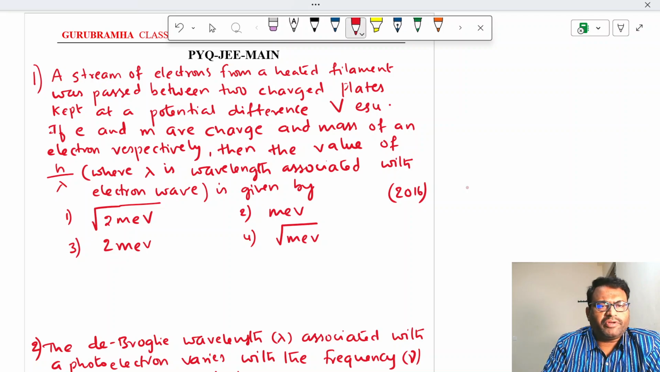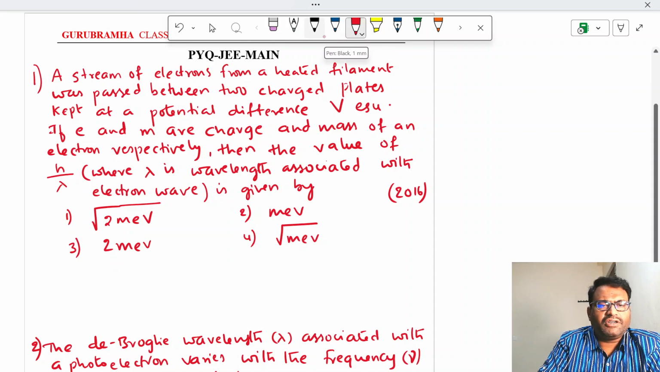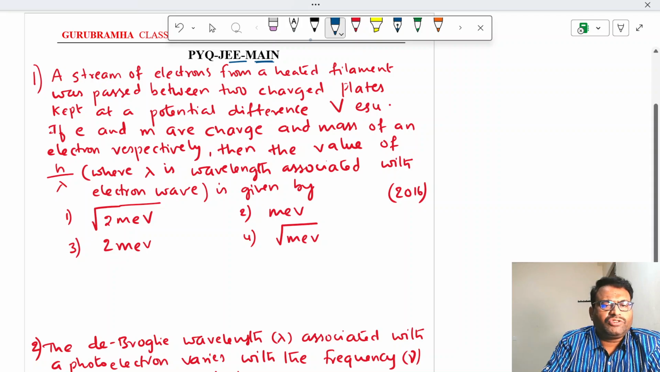So, today's topic is de Broglie wave theory, or dual behavior of matter. In that, we are going to discuss and solve PYQs of JEE Main, previous year's exam questions, what questions are asked in JEE Main. So let us see this question.